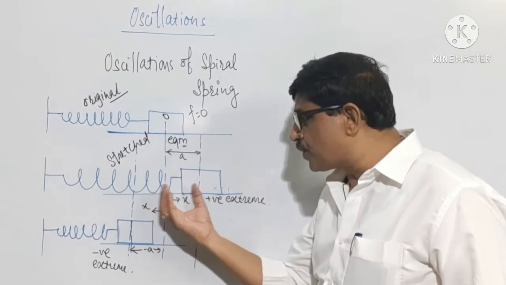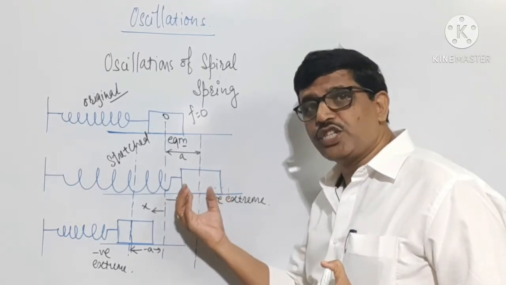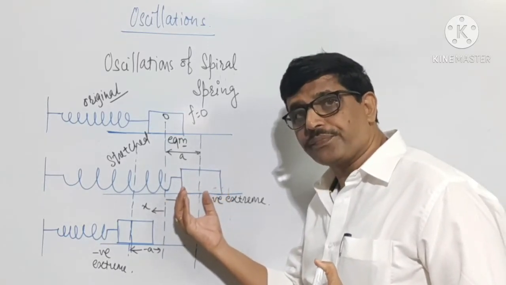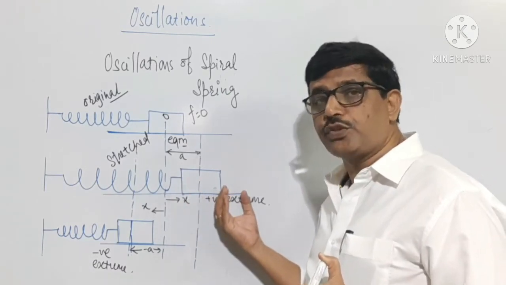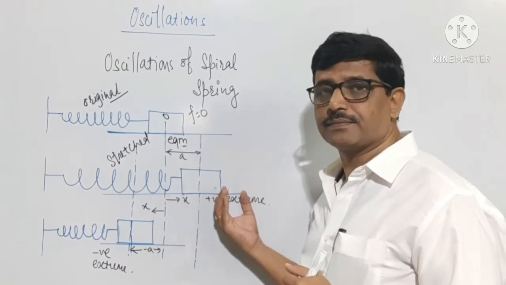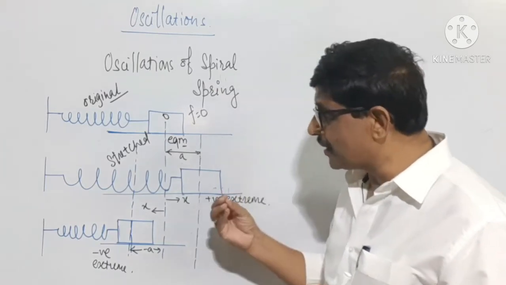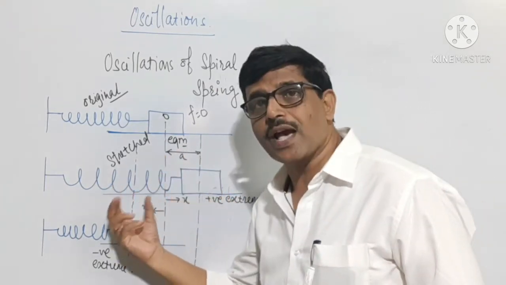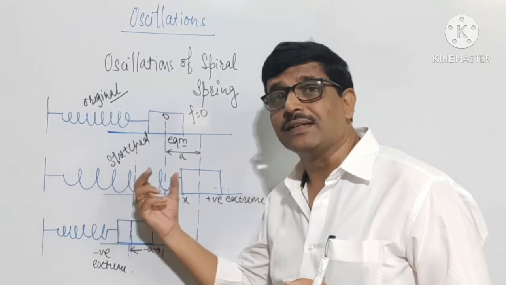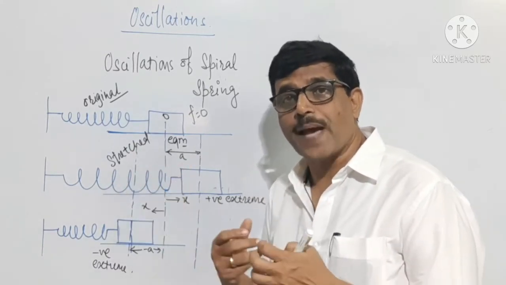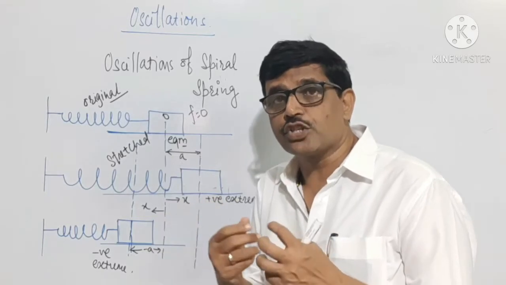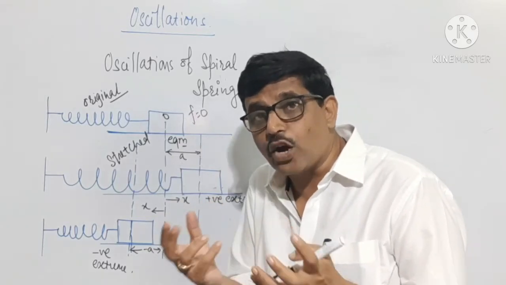By stretching the spiral, we displace the block away from the equilibrium position towards the right. In that case, the length of the spiral spring has been increased. The spiral spring is stretched. The spiral spring is elongated.